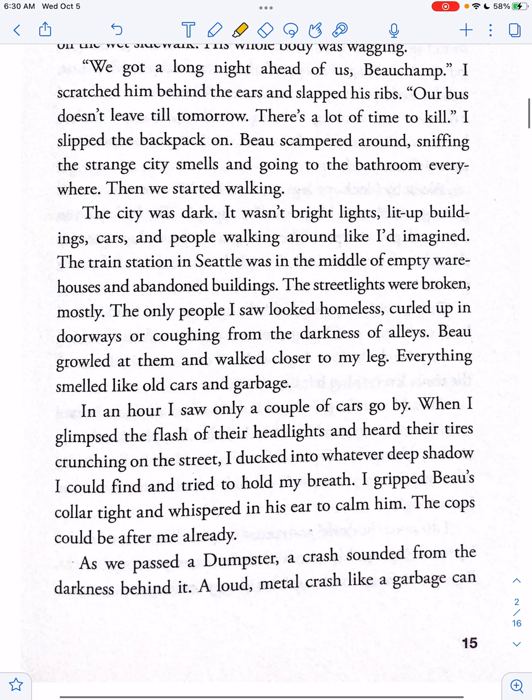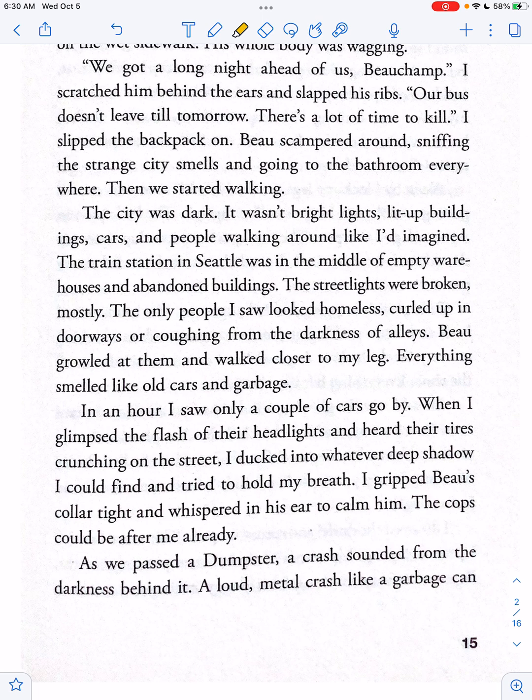Then we started walking. The city was dark. It wasn't bright lights, lit up buildings, cars, and people walking around like I'd imagined. The train station in Seattle was in the middle of empty warehouses and abandoned buildings. The streetlights were broken, mostly. The only people I saw looked homeless, curled up in doorways or coughing from the darkness of alleys. Bo growled at them and walked closer to my leg. Everything smelled like old cars and garbage.